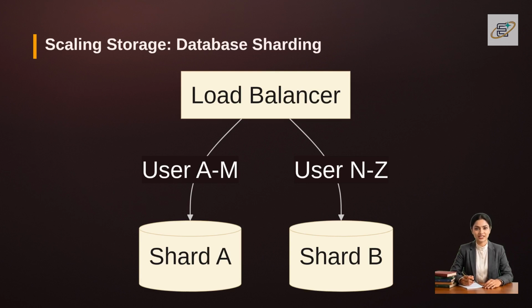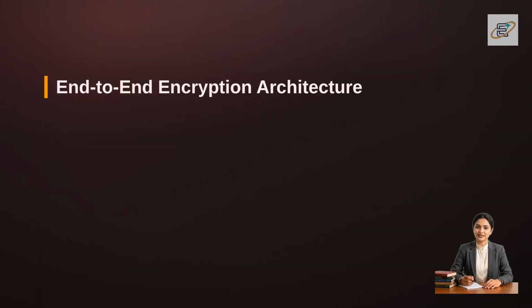By splitting the data horizontally across multiple servers, WhatsApp can scale infinitely. If traffic doubles, they simply add more shards. This ensures no single database is ever overwhelmed, keeping the entire system fast. Beyond speed and reliability, WhatsApp had to solve for absolute security.